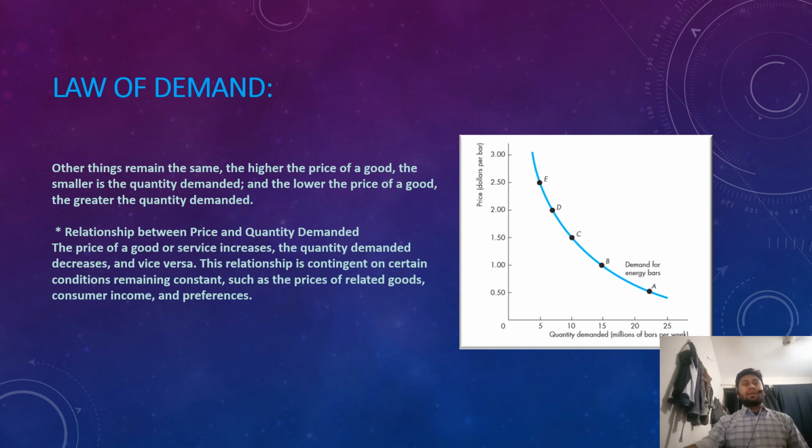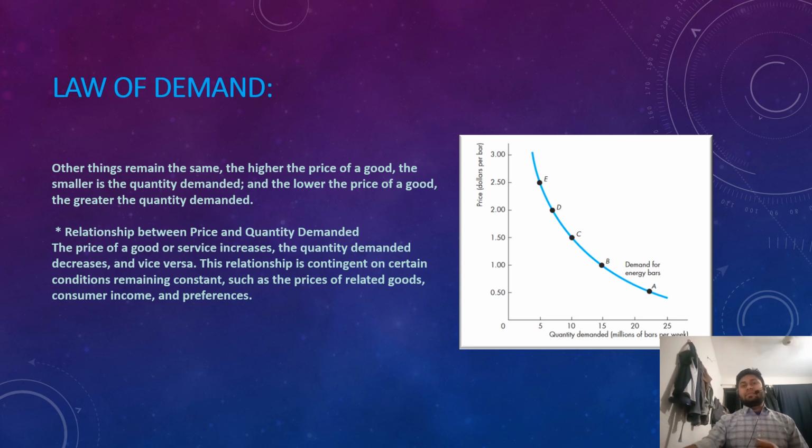Now I'm telling about the relationship between price and quantity demanded. When the price of a good or service increases, the quantity demanded decreases, and vice versa. The relationship holds certain conditions remaining constant, such as the price of related goods, customer income, and preferences.